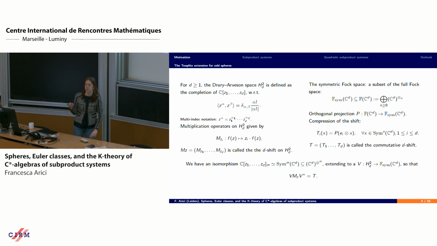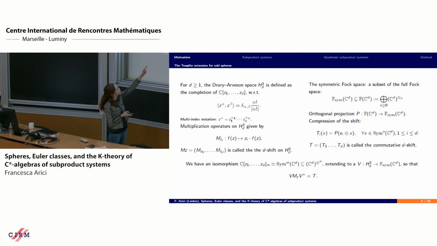This is something that appears a lot in physics, and that's a subset of the full Fock space in d particles, if you want, in d dimensions, and it has an orthogonal projection from the full Fock space into the symmetric one. So inside the tensors of order d, you select the symmetric ones, and then you have a projection that goes from general tensors to symmetric ones. It's a symmetrization kind of operator.